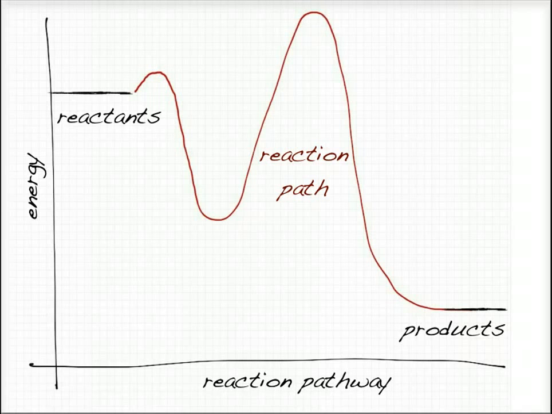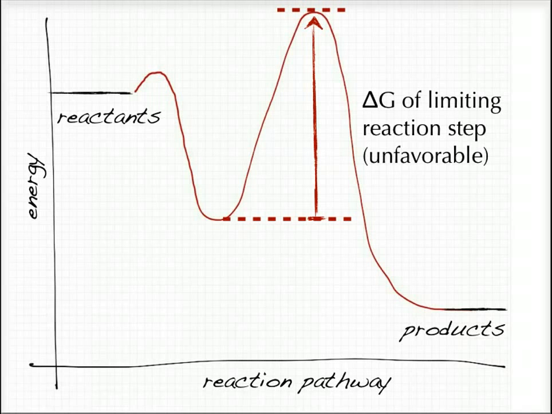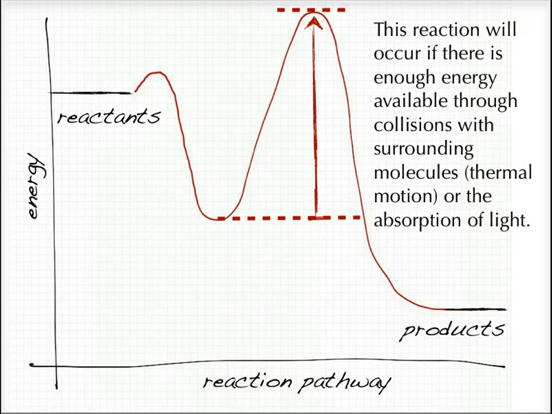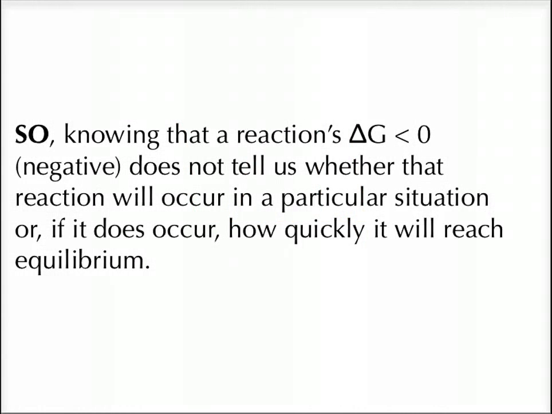Here's a reaction pathway that connects reactants and products. We can look at this reaction pathway and think of it as a series of reactions. The delta G of the limiting step for this reaction pathway is unfavorable. This reaction will occur if there is enough energy available through collisions with surrounding molecules, thermal motion, or the absorption of light. So knowing that a reaction's delta G is less than zero, or negative, does not tell us whether the reaction will occur in a particular situation, or if it does occur, how quickly it will reach equilibrium.